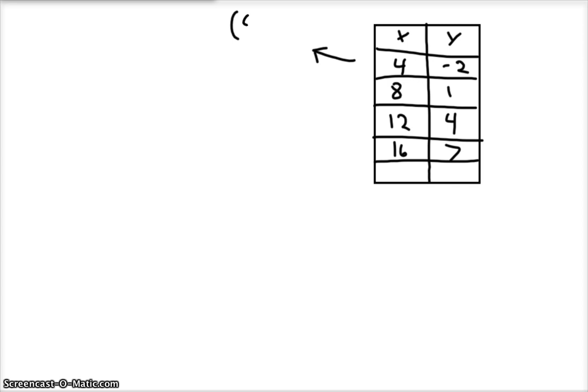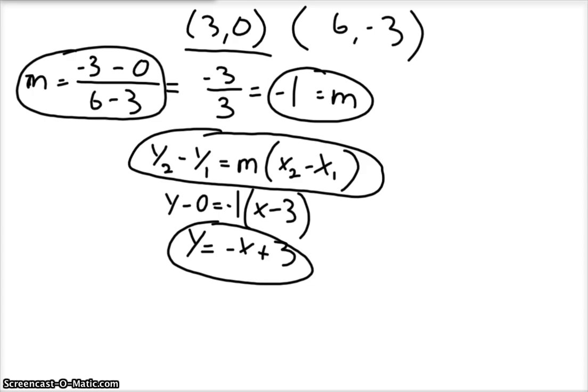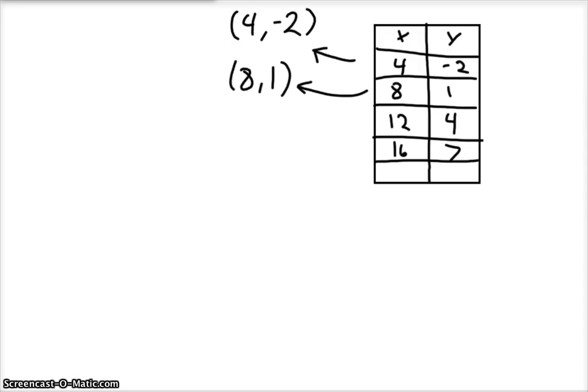So for example, this would be 4, negative 2, and then our second set would be 8, 1. Okay, plain and simple. Do the same steps that I just did on this page, and you will find your equation. So first find the slope, then you use our funky formula, y2 minus y1 equals m times x2 minus x1. I'm just so excited, I can't even get my numbers right. And you will find your equation once you find the slope.